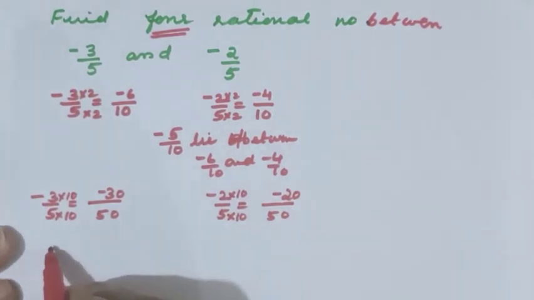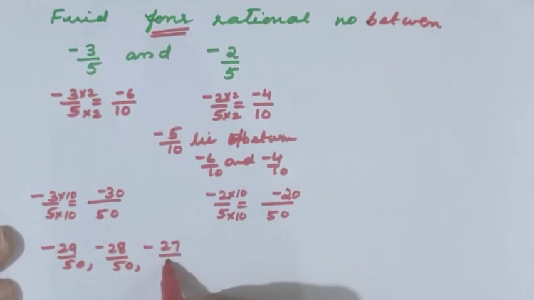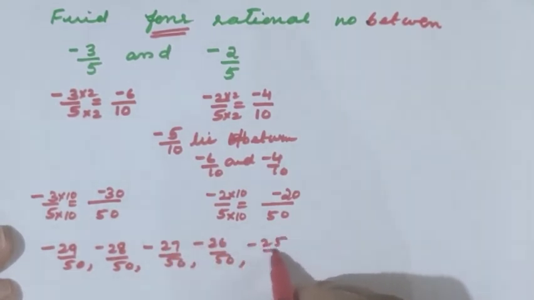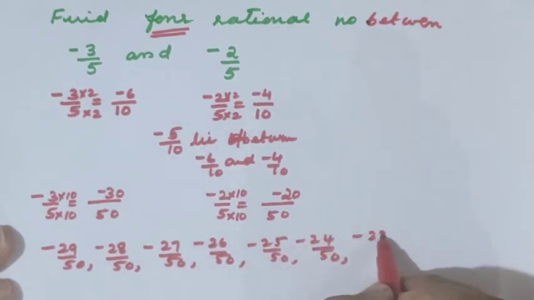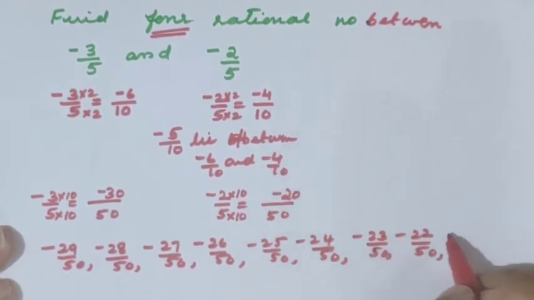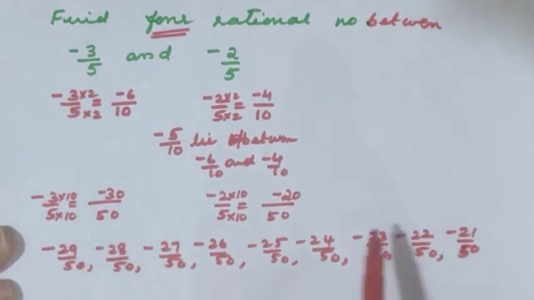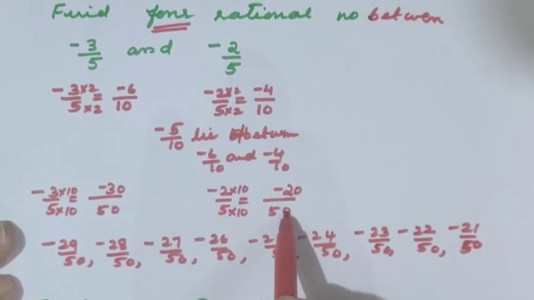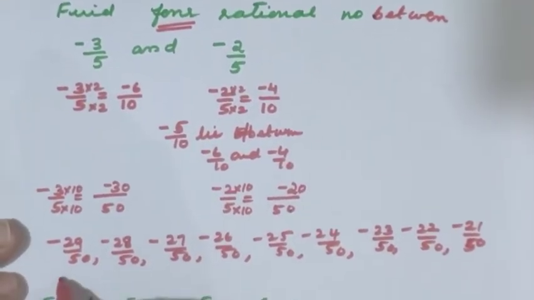See, minus 29 by 50, minus 28 by 50, minus 27 by 50, minus 26 by 50, minus 25 by 50, and minus 24 by 50, minus 23 by 50, minus 22 by 50, next minus 21 by 50. See, these many numbers lie between minus 20 by 50 and minus 30 by 50. Have you seen that? They lie between these numbers.